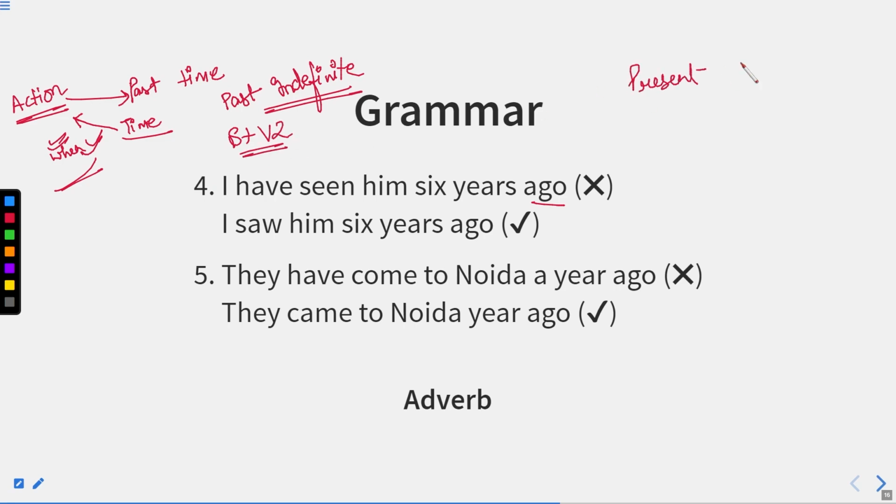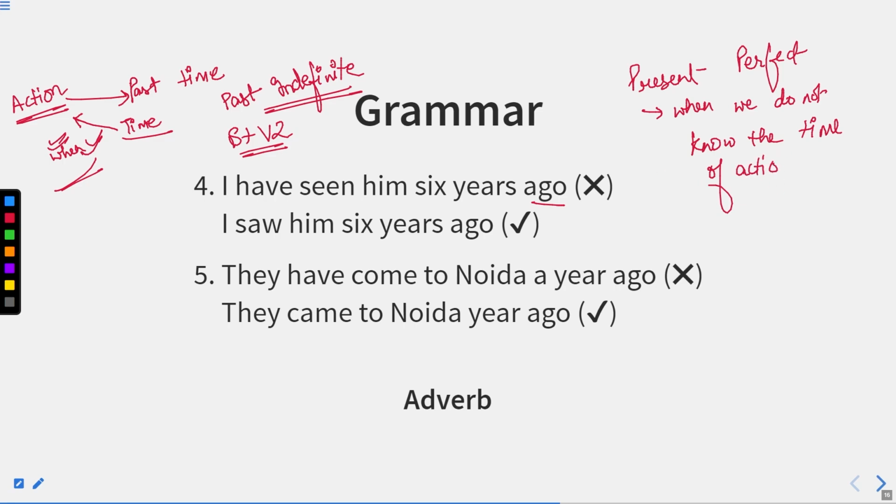We can use present perfect tense in that case in which we do not know the time of action. So present perfect tense cannot be used over here when we know the time of past, but it can be used when we do not know the time of action.